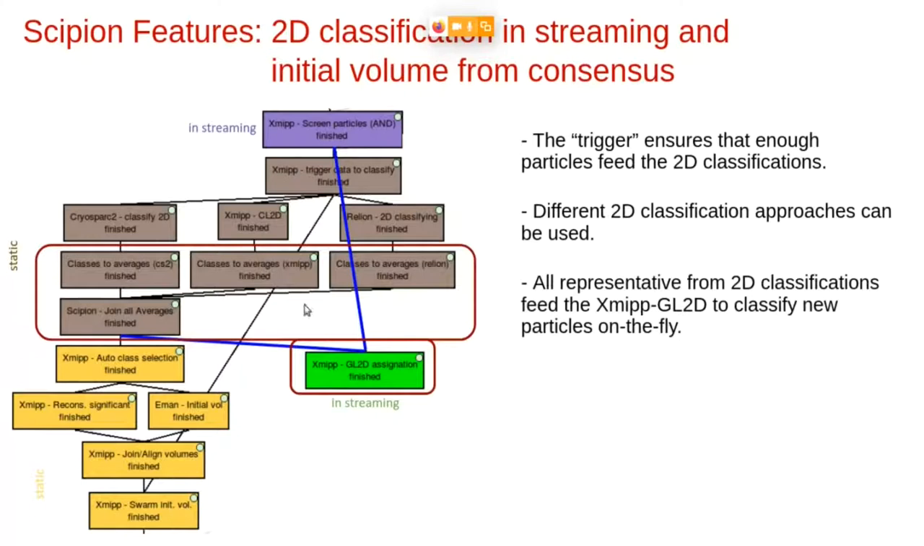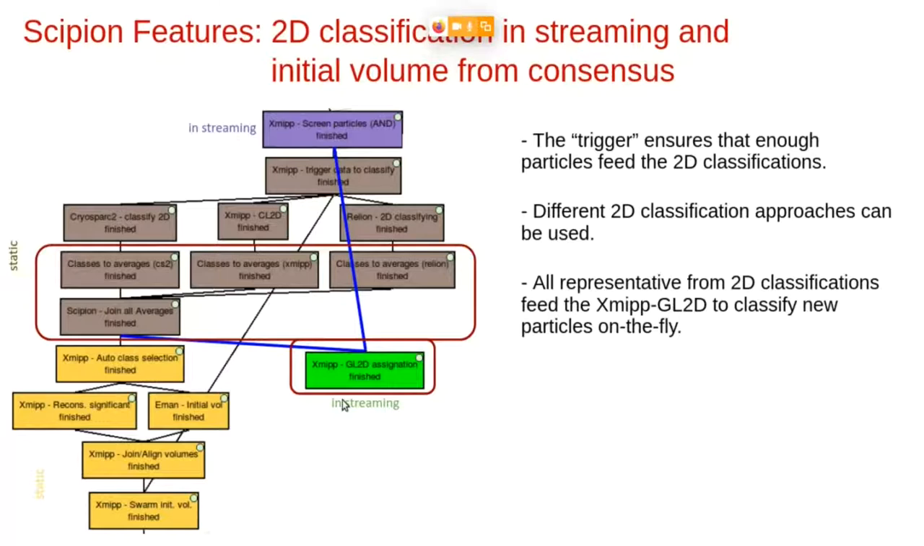Just to note, here we are using several different classifiers, but it's up to you to use one of them, like CryoSPARC or RELION or XMIPP. In the demonstration that is working in background we are using RELION, but you can use CryoSPARC or a combination of them. The point is that when we have some initial classification, then the GL2D is continuously assigning particles from the streaming to one certain class that was produced by these initial classifications. So at the end of the acquisition, all the particles will end up in one certain class, and the user will have all the particles classified in one of the classes.